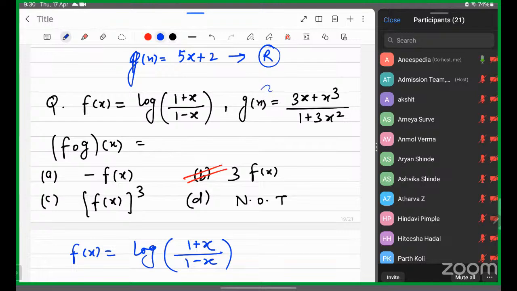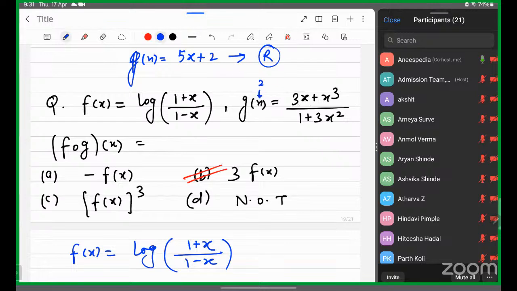If you put 0 here, this will be 3 into 0, that is 0 plus 0, 0. So g of 0 will be 0. So this will be f of 0. And f of 0 will be 1 plus 0 by 1 minus 0, that is log 1. And log 1 will again be 0. So which option can give us 0? Again, all three options can give 0. This also, this also, this also. So 0 is not working. Take another value. Let's say this time I take 2.